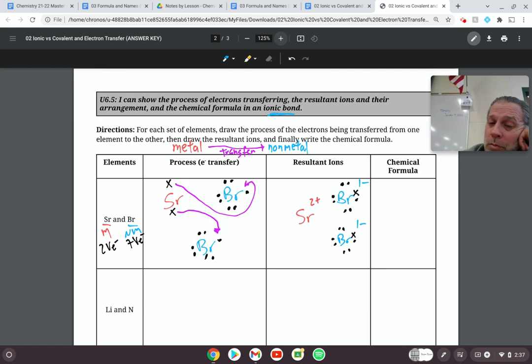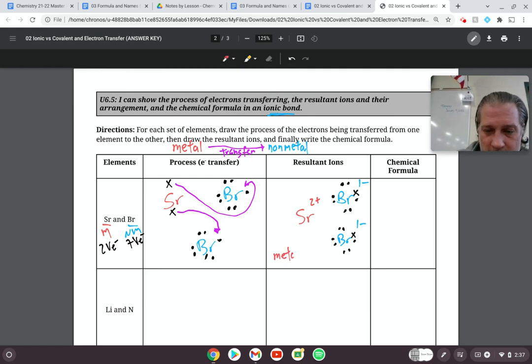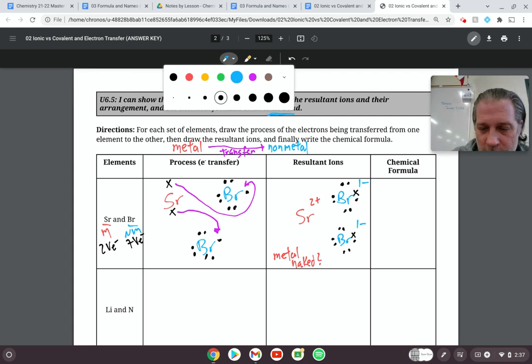Okay. And in this instance, I've got strontium, which has no dots, and I've got bromine, which has all the dots. So another way to look at it, as a check, is: is the metal naked? Lost its outer layer of clothes? And is the nonmetal fully clothed?